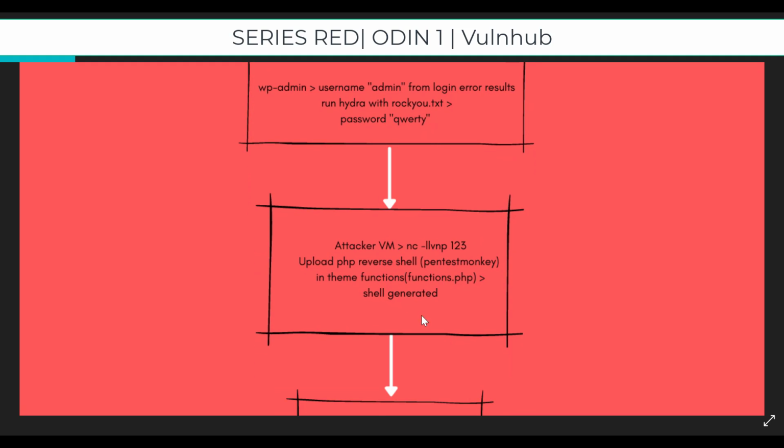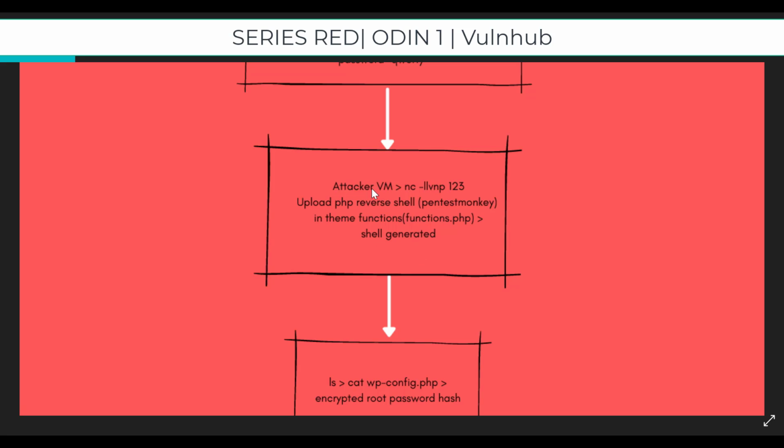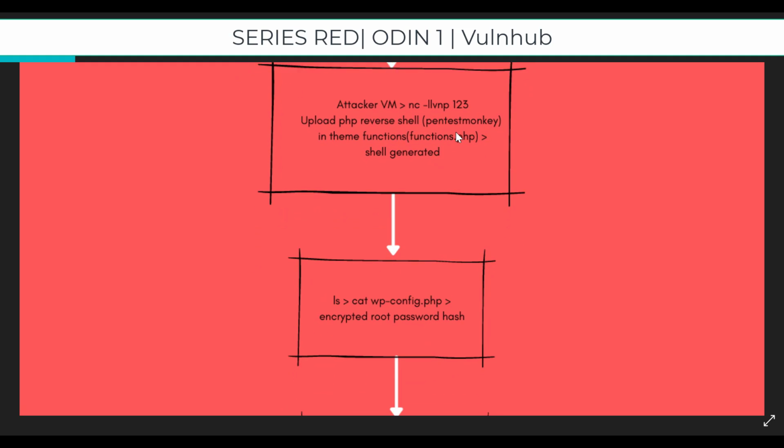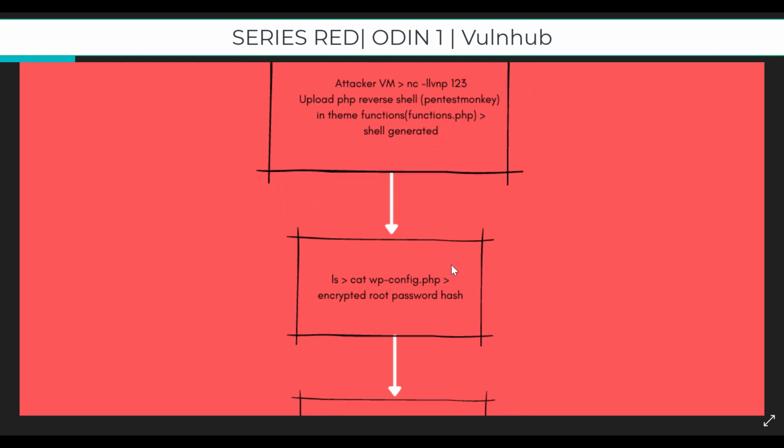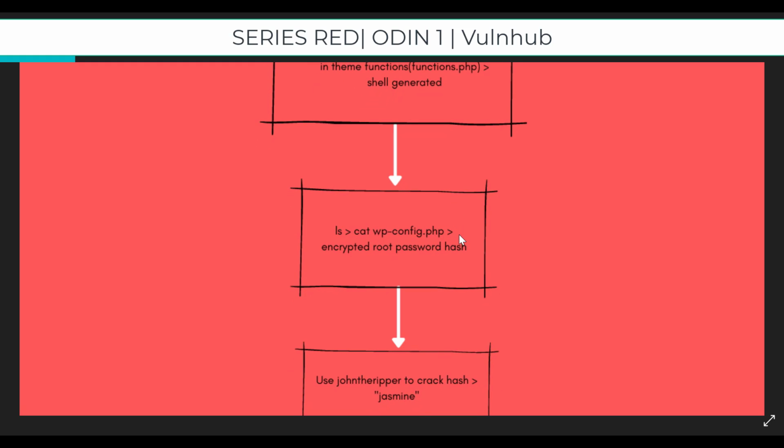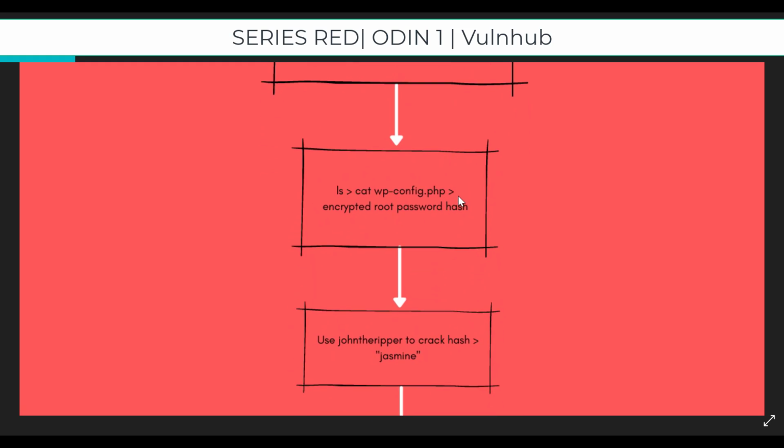With that, we'll log in, and now since we have logged in, we want to get a reverse shell. For the reverse shell, I used Pentest Monkey's normal reverse shell, which I uploaded in the functions.php file. Before that, I also had a netcat listener open in my VM. When we upload this shell, we'll get a reverse shell.